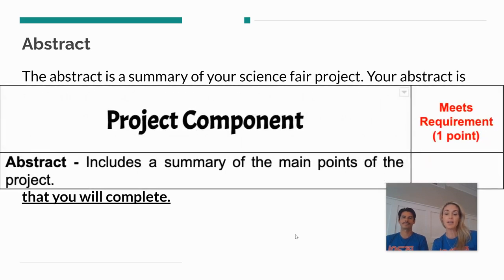As you can see here, the judging rubric will score this section with 1 point if it includes all of the needed components.